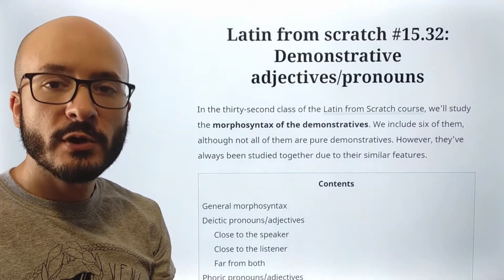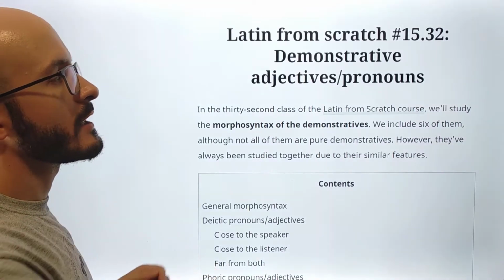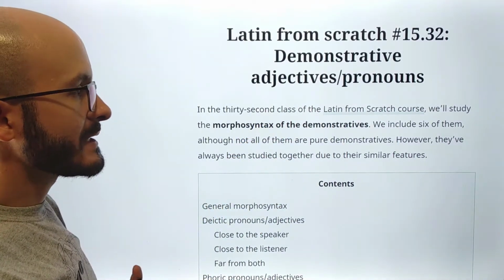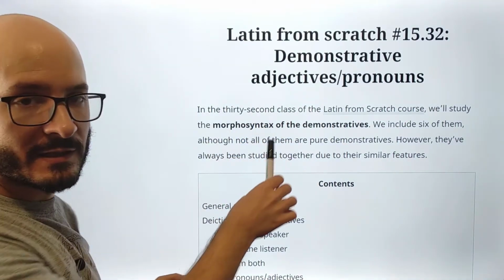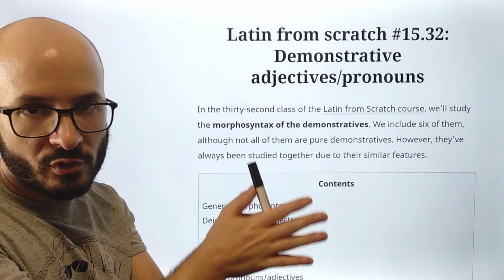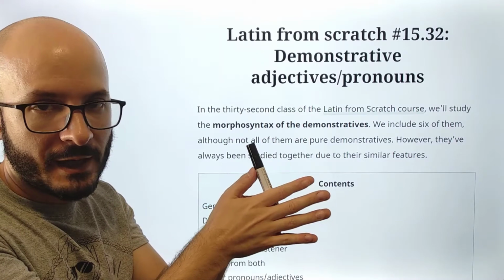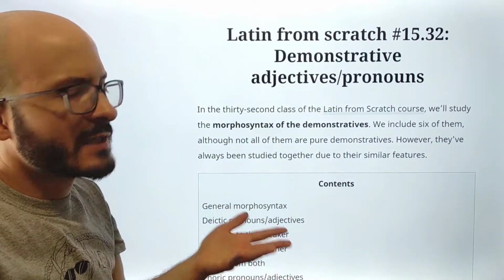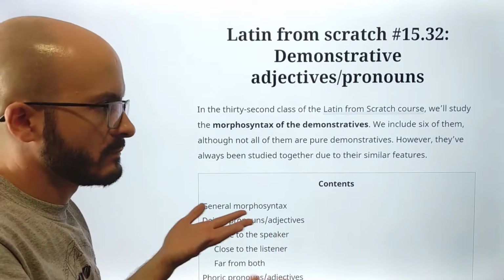Latin from scratch, 32nd class. We are going to study the demonstrative adjectives and pronouns. In the 32nd class, we'll study the morphosyntax. This means that we are going to study mostly the morphology, which means tables, actually 6 tables, okay? And then the syntax also, because there is something to learn about syntax, but not so much.